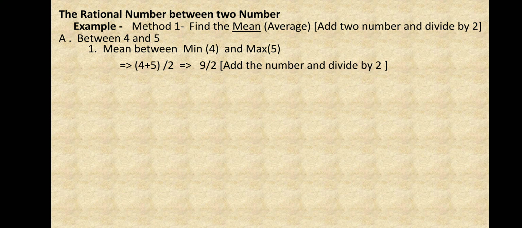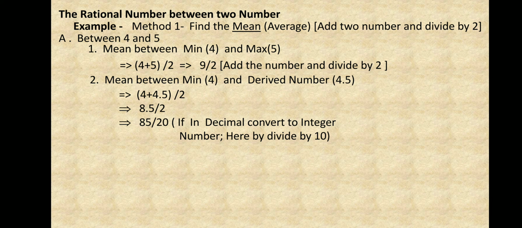The mean between the minimum number over here, which is 4, and the maximum number over here, which is 5. So what you are going to do over here is add this 4 and 5 and then divide it by 2. Okay, so what will you get when you add 4 plus 5? You will get 9, right? And this 9 will be divided by 2. So then you get your answer, which is 9 by 2, right?